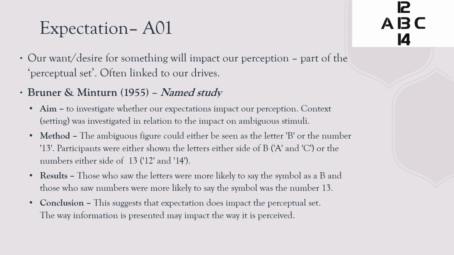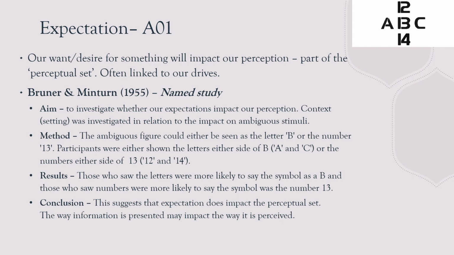So participants were either shown, so again this was an independent measures design, you wouldn't be in both groups here because it would kind of give the game away. So some participants saw the ambiguous figure, the B as it would have been, shown either side of the letters A and C. So you'd have A, the figure, C, and then be asked what was the middle figure. Or they would see the figure either side of the numbers 12 and 14. So it'd be 12, figure, 14. It's known as priming in psychology: the things that you've seen beforehand, what impact did that have is what was being looked at.